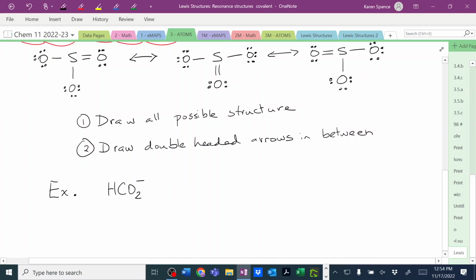Pardon me? Which element should go in the middle? Which one do you think? Carbon. Why carbon? Because A, it's a single element. Hydrogen can't go in the middle. But B, because it has the ability to bond 4 times. Okay, so C will go in the middle, and you can attach the other things wherever you like.